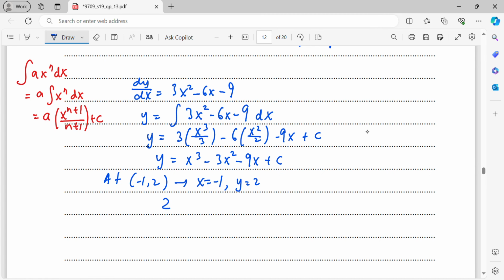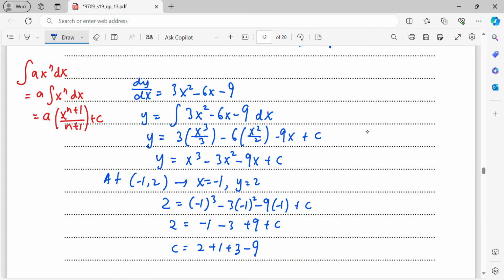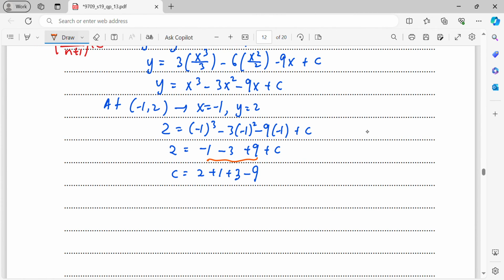So it means that 2 equals (minus 1) cubed minus 3 times (minus 1) squared minus 9 times minus 1, then plus c. Means that 2 equals minus 1, this is going to be negative 3, then plus 9 plus c. Okay, so your c is 2 plus 1 plus 3 minus 9, when you move all the terms to the other side. So you will be getting 6 minus 9, which is minus 3. That is your c.